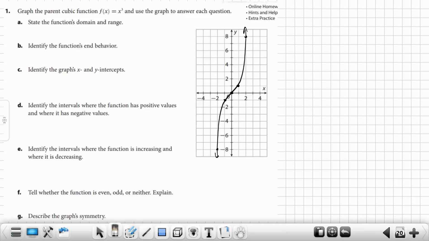Okay. So the first part, old phrase, but it's with every function. State the function's domain and range. Now, it didn't say what style we want to use, so we can use interval, or we can use inequality, or we can use set notation. You want set? Let's use set then. Okay. So, the domain.